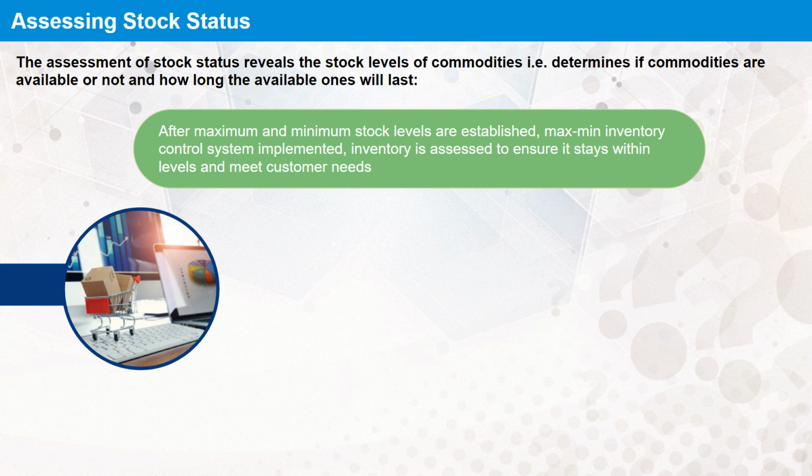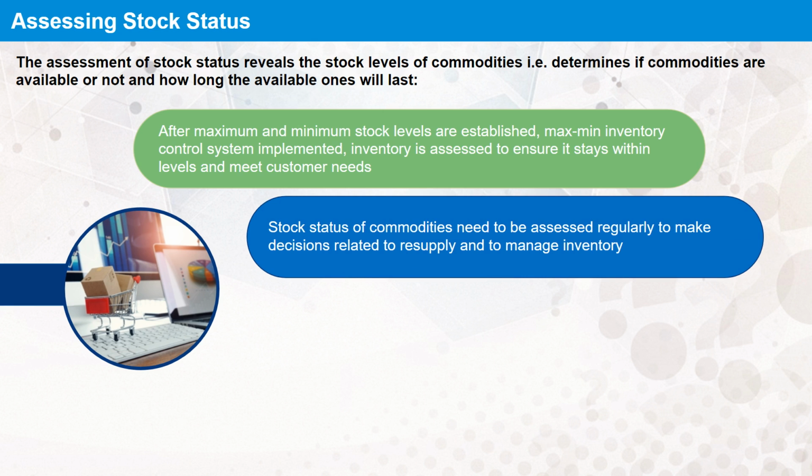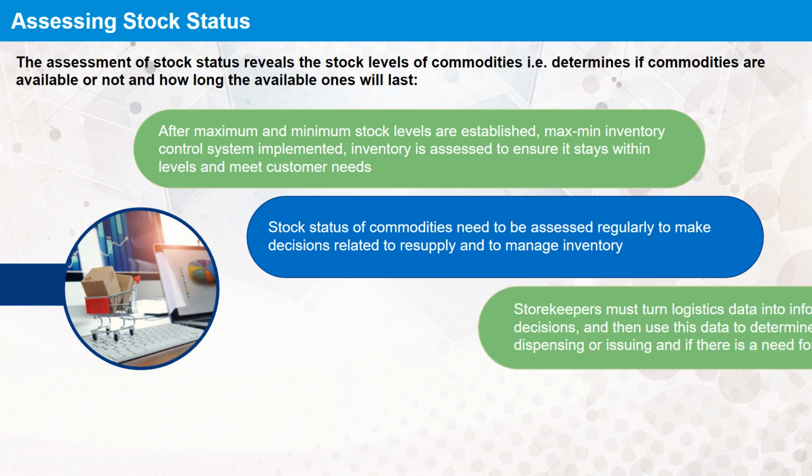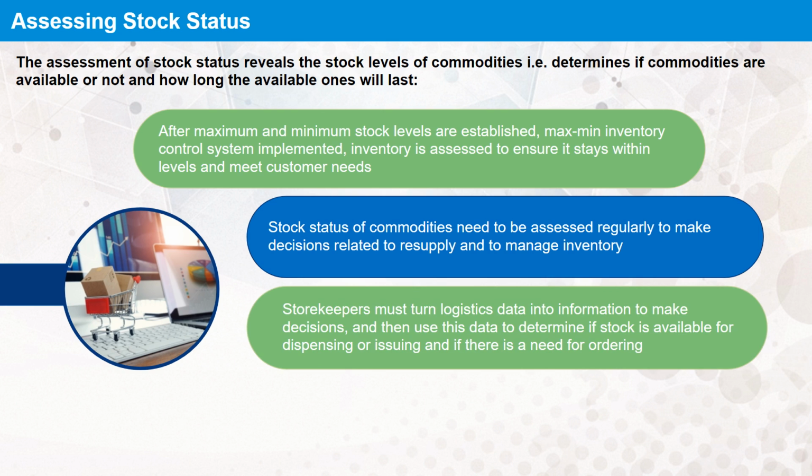Once the maximum and minimum stock levels are established and a max-min inventory control system implemented, inventory is assessed regularly to make sure that it stays within those levels and that there is enough stock to meet customer needs. Stock status of commodities need to be assessed regularly to make decisions related to resupply and to manage inventory.